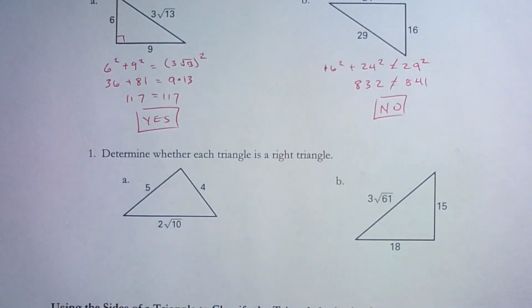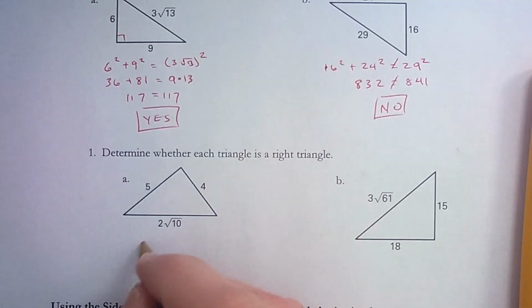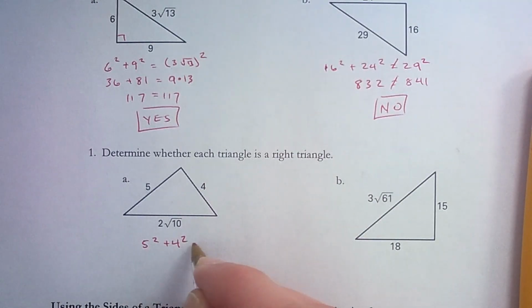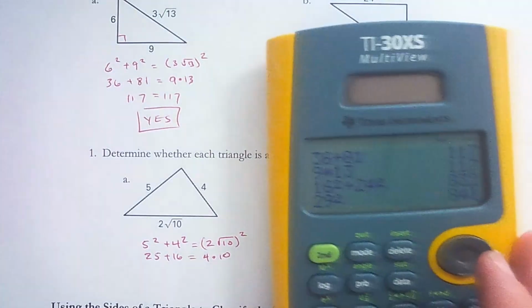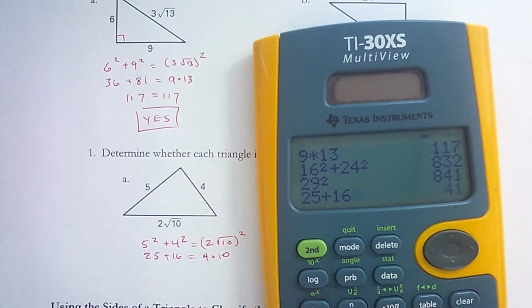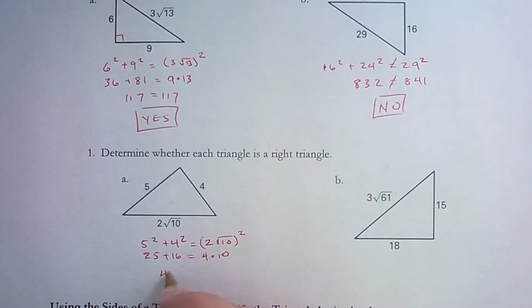Okay, let's try two more of these. So I have 5 squared plus 4 squared compared to 2 times the square root of 10 squared. Okay, so 5 squared plus 4 squared, that's 25 plus 16. And 2 squared is 4 times the square root of 10 squared, which is 10. Okay, so 25 plus 16 is 41, and 4 times 10 is 40, and those are not equal. So no, this is not a right triangle.